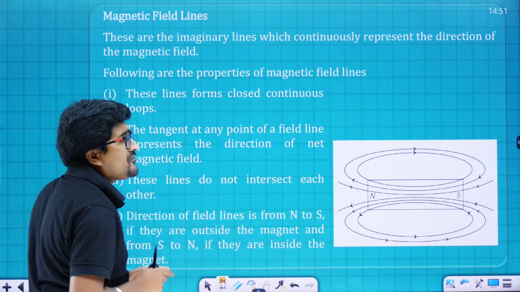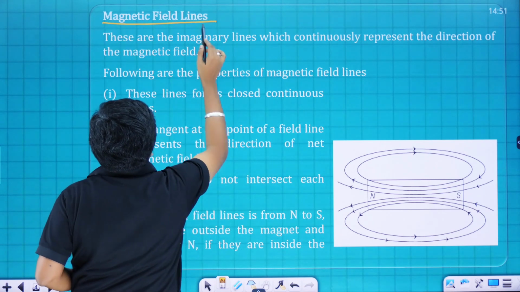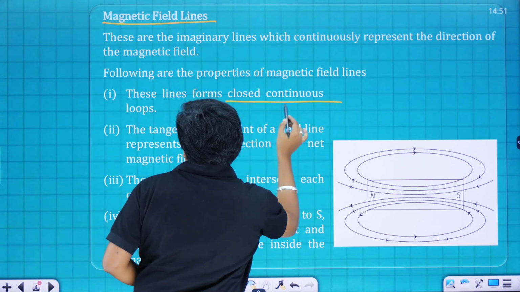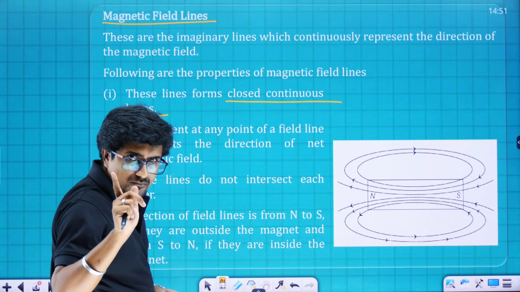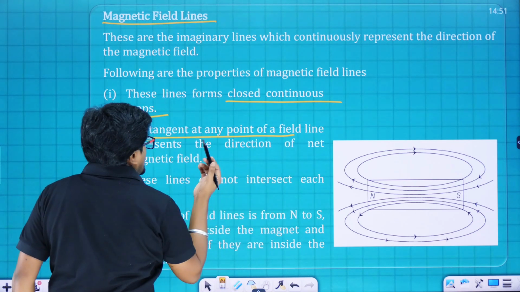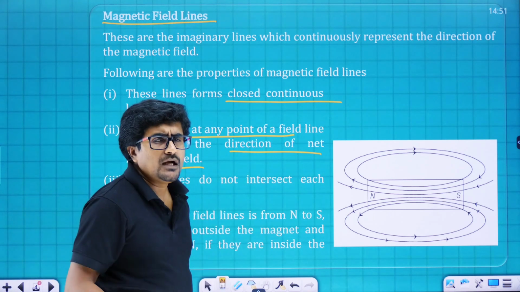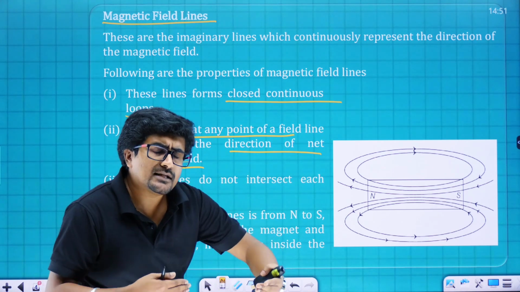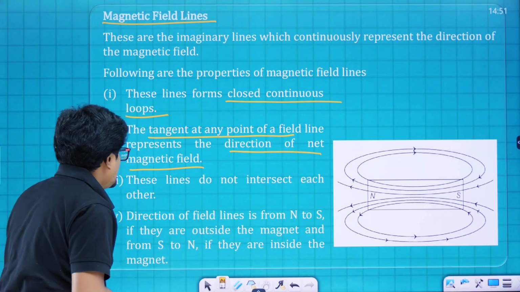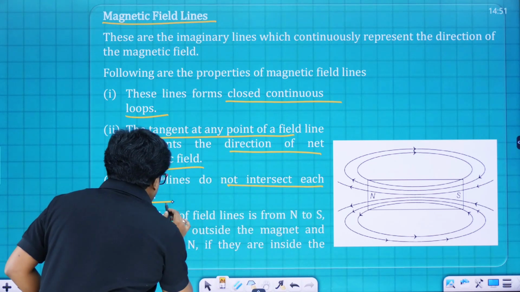Okay, so the very first thing that we are going to discuss from here is all about magnetic field lines. Point number 1, it forms a closed and continuous loop. Next, the tangent drawn at any point gives the direction of magnetic field. It's exactly the same way that we find out the direction of electric field using electric field lines. Here also they are not going to intersect each other.